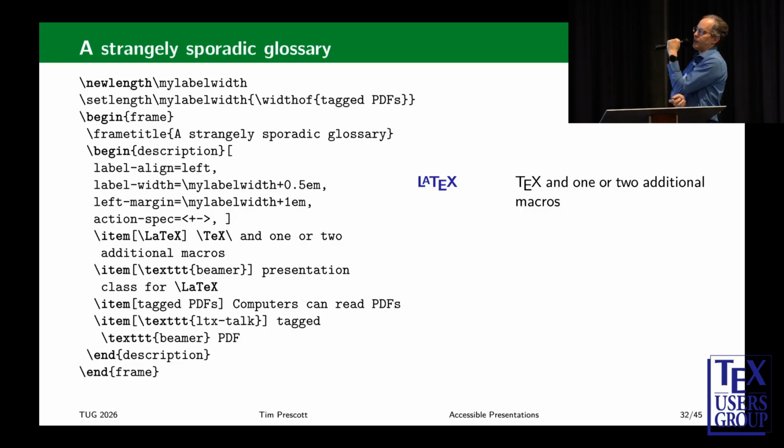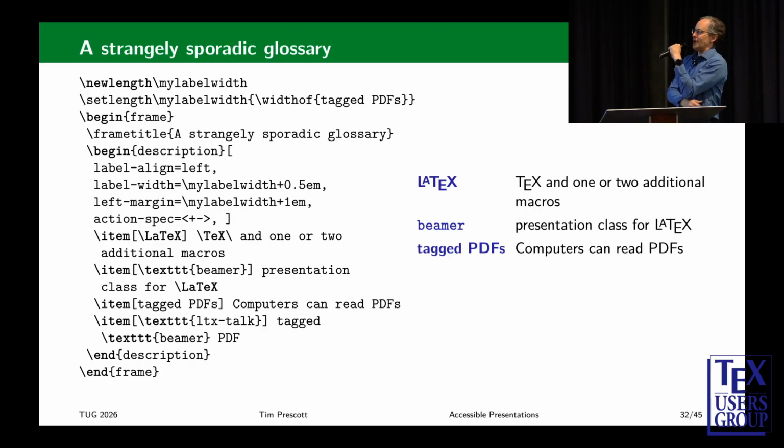So on the left, we have the code of this frame. And then on the right, I'm implementing this frame. So here I've said action spec is going to be plus minus to uncover one item at a time. I'm actually not a fan of doing that, so I'm going to jump to the end. Okay. Let's see. But what else?